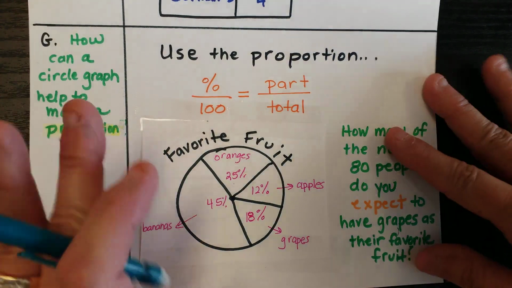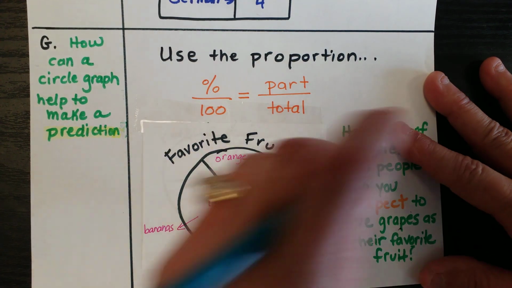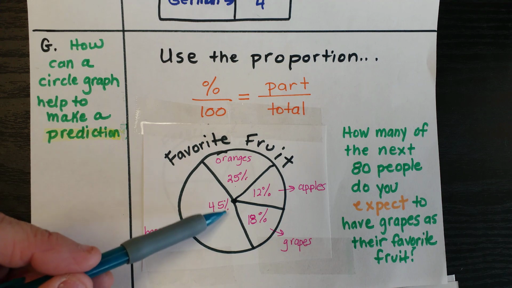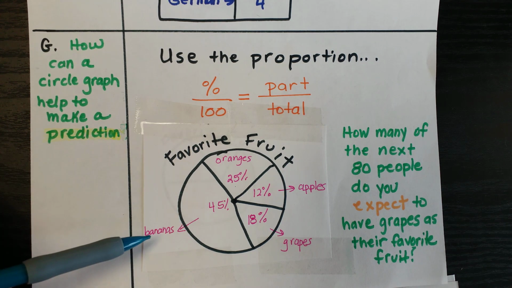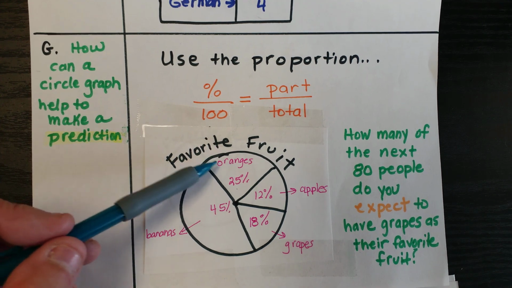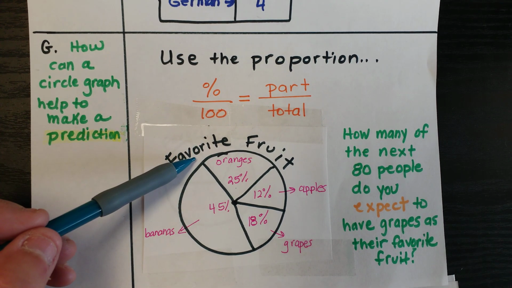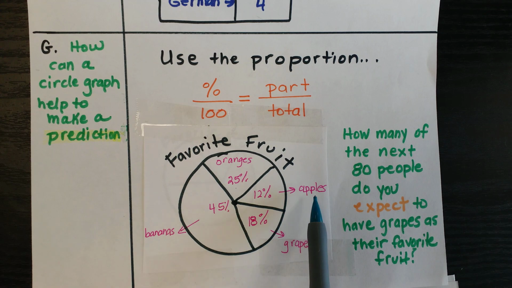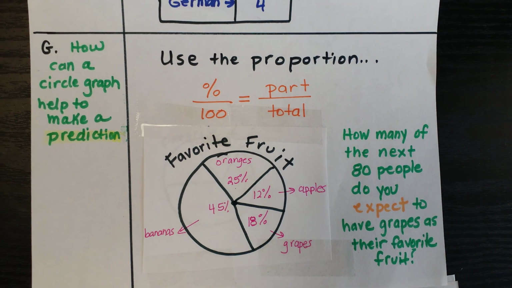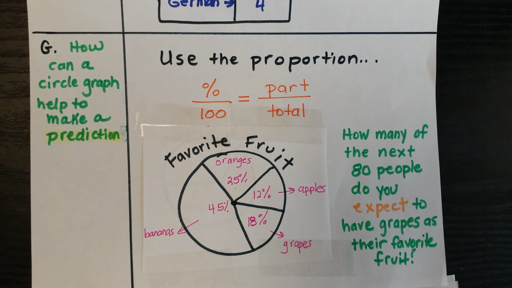All right, so this example says favorite fruits, and in this circle graph, 45% of the people surveyed liked bananas as their favorite, 25% had oranges as their favorite fruit, 12% liked apples, and 18% liked grapes. Now, here's the type of prediction problem that you're going to see tonight. It's going to say something very similar to this.